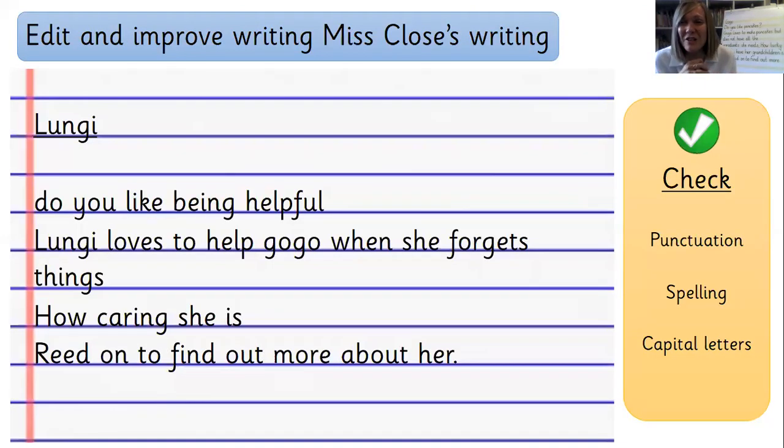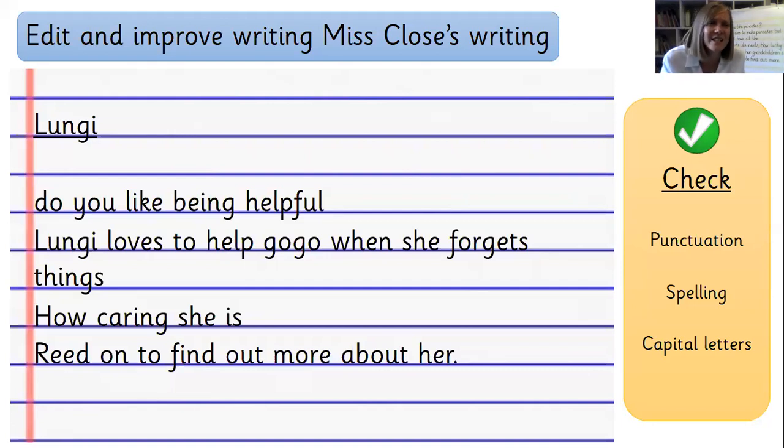Sometimes we need to do some double checking. I need to check my writing because I don't know if I've included everything I should have included. So let's have a little look and find out where Miss Close might need to improve her work. And then you might like to check yours before we finish the session. So, did Miss Close do her heading? Oh, yes, she did. She wrote Lungi and underlined it. So that's great. Well done, Miss Close.